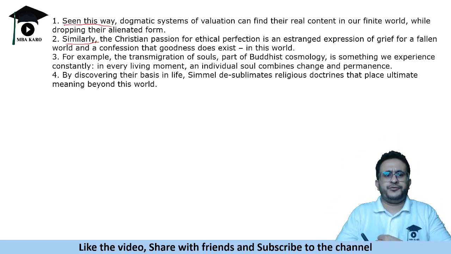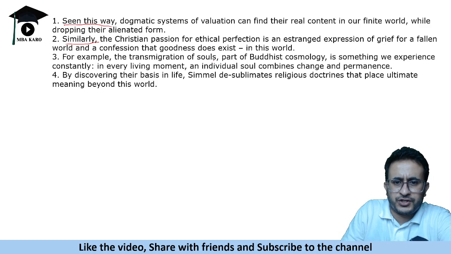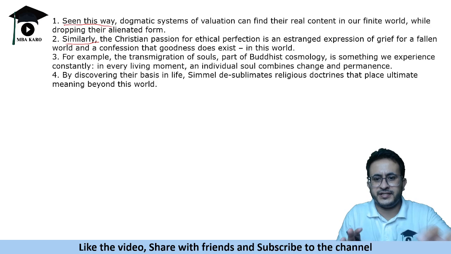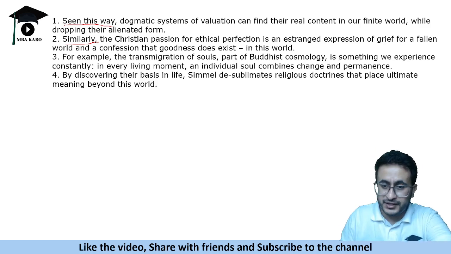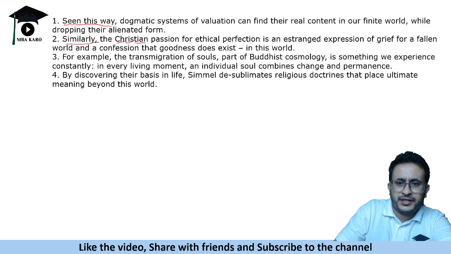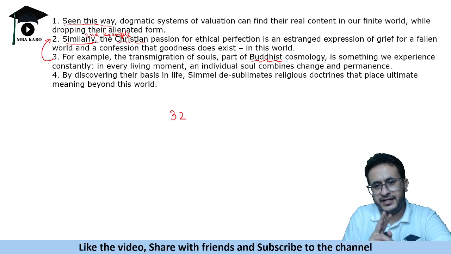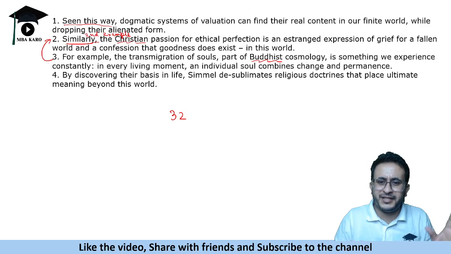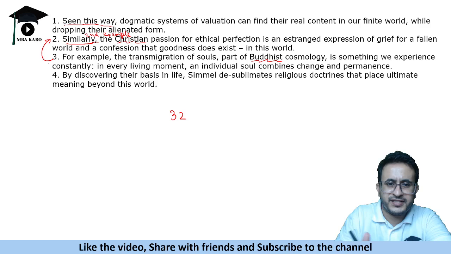Okay, now if you see, for example, the transmigration of souls, part of Buddhist cosmology. Now even if you do not understand this religious philosophy, no need to worry about it. Okay, so what is this doing? It is saying something about Christians, and something about Buddhists, and it says similarly. Similarly means that is a second point. Second point could mean a second example, right? So which is the first example? This one is the first example. So we will get the second sentence after the third. So the third sentence gives one example, for example. Now before for example there has to be some theory explained. Okay, so which sentence gives that theory?